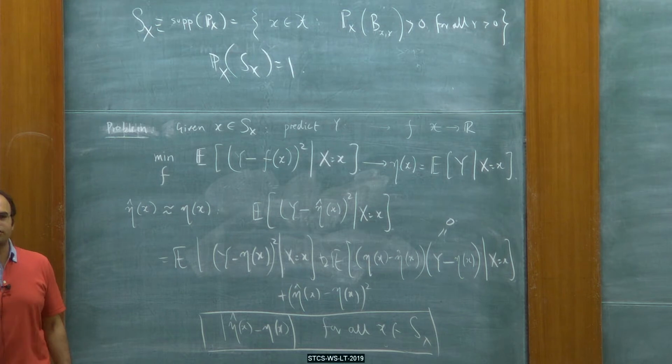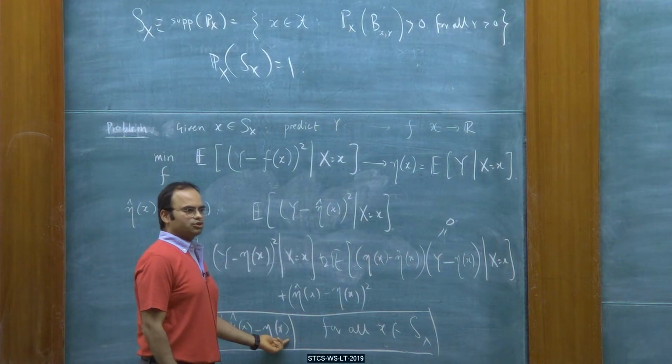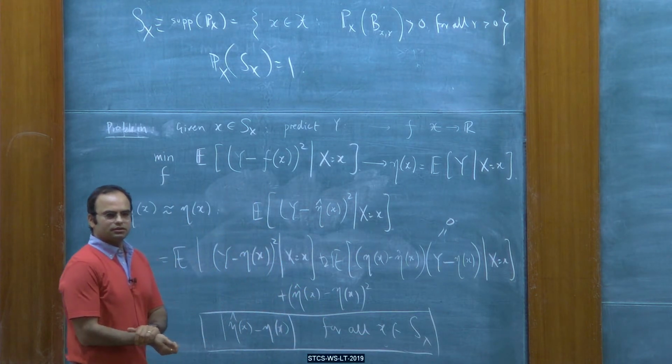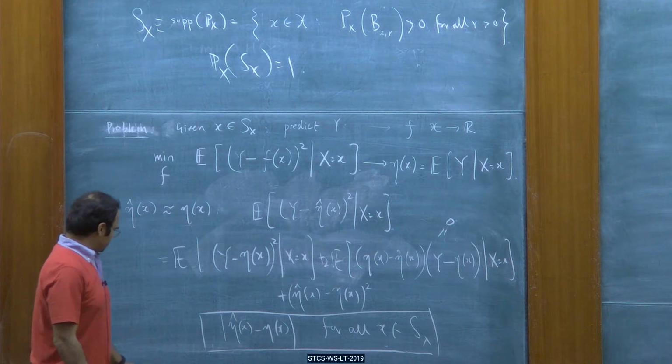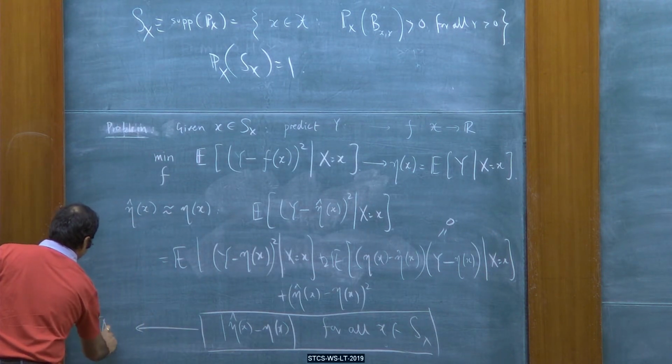So really, this would be our goal. That is, find eta hat of x such that eta hat of x and eta of x are close to each other for all x. Okay, so this is our target or goal.